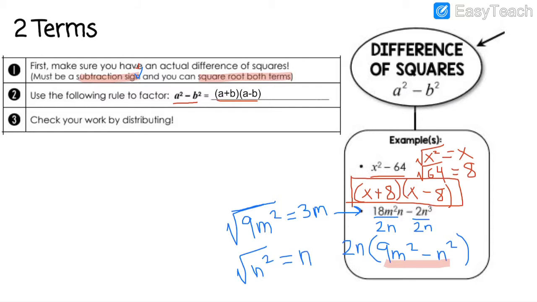So now we'll take and just plug that into our factor rule up here. So we have 3m plus n times 3m minus n. And that 2n has to come down with it or it is not equal. All right, so that is if we have only 2 terms.